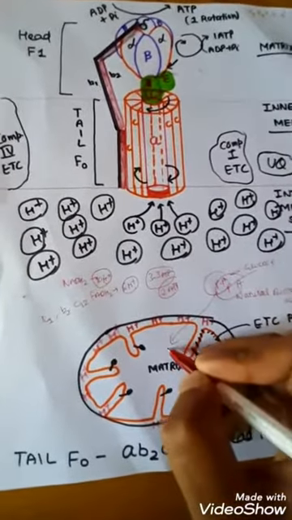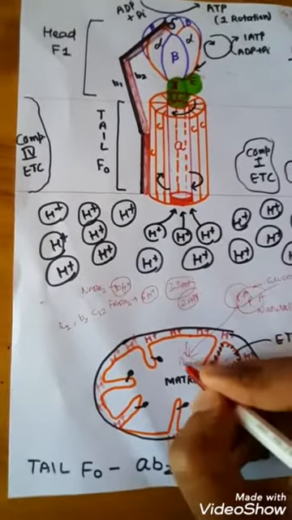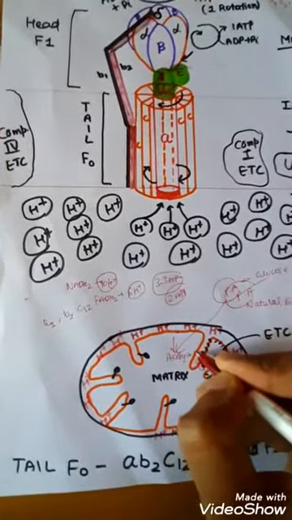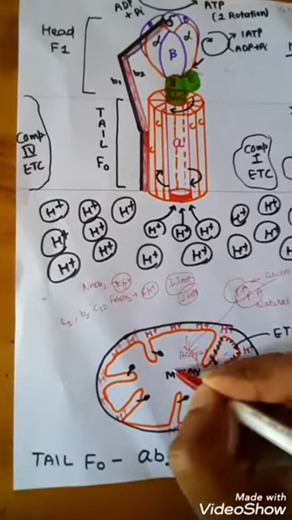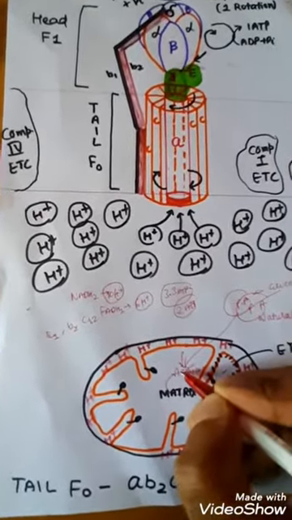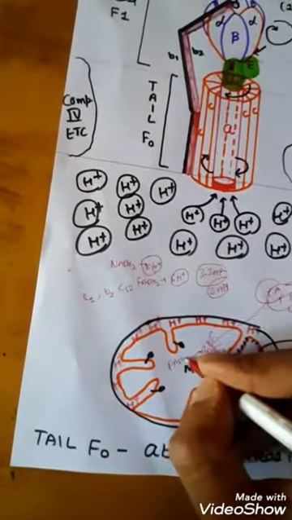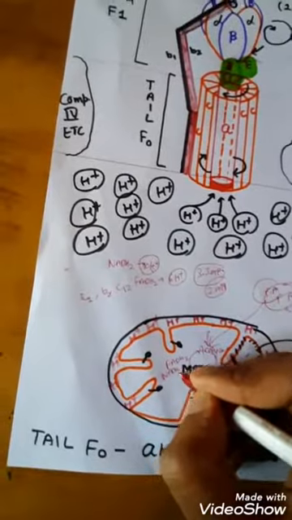The pyruvic acid enters the matrix of the mitochondria, where it undergoes decarboxylation to produce acetyl coenzyme A. The acetyl coenzyme A undergoes a cycle called the Krebs cycle and is regenerated into itself. As a result of the Krebs cycle, we get many FADH2 and NADH2.